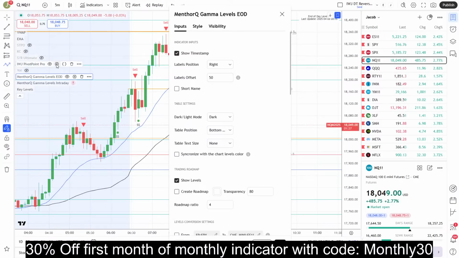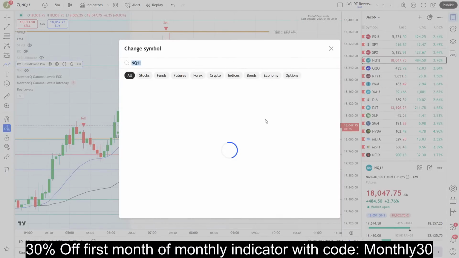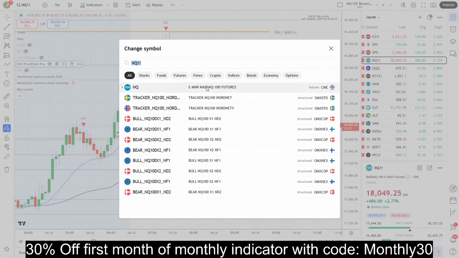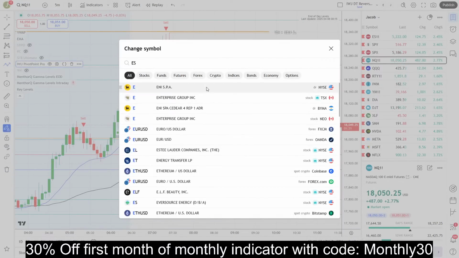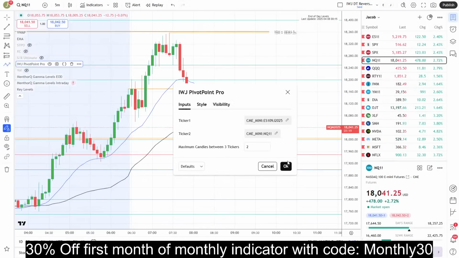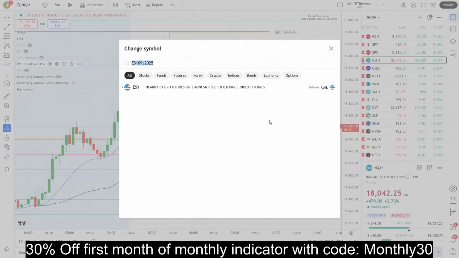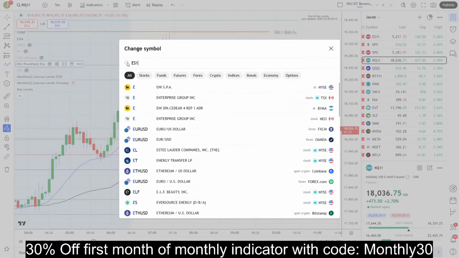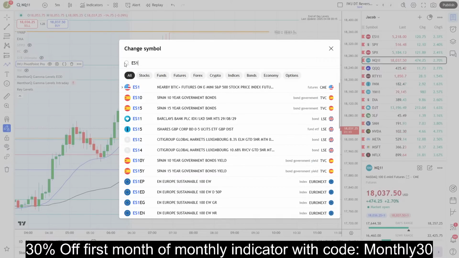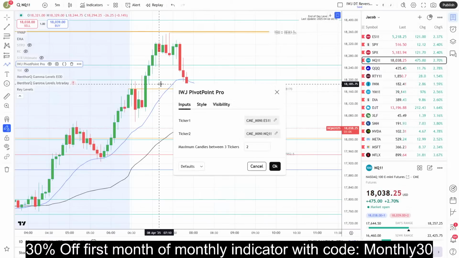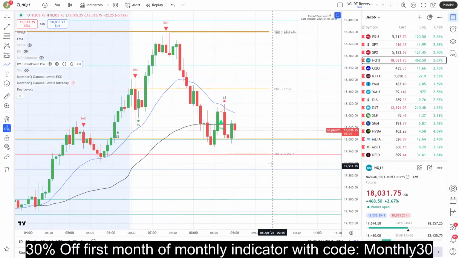That's not what I meant to hit. Oops, that's not what we want. Let's go back to the SPY.